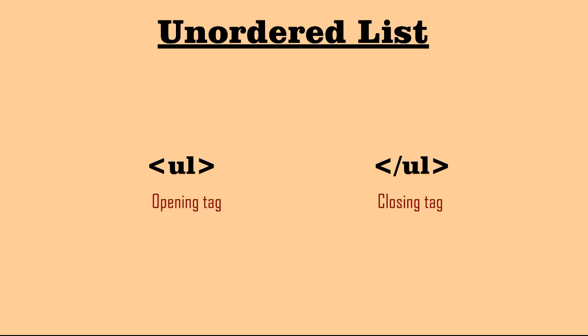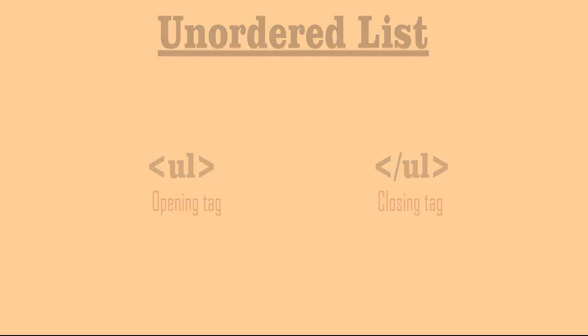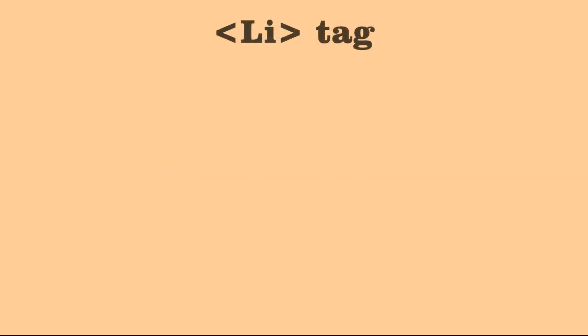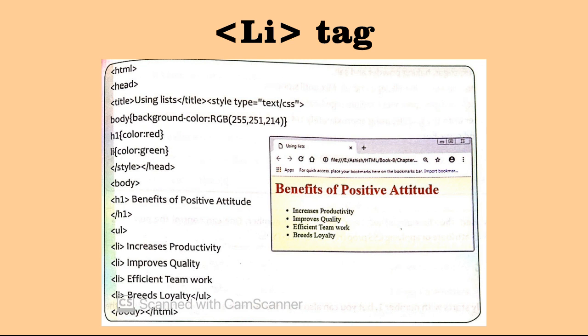On your screen you can see the example of how it works, the starting and the ending of it. Now let's move to another topic, which is LI, the list item tag. This list item LI is the same for ordered list and unordered list. To display the list of items contained in either of the two list types, that is unordered list and ordered list, the LI tag is used.